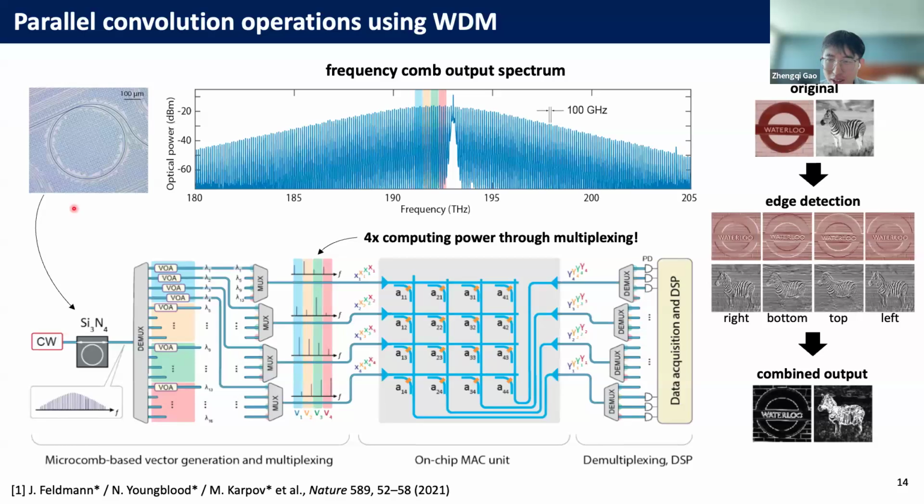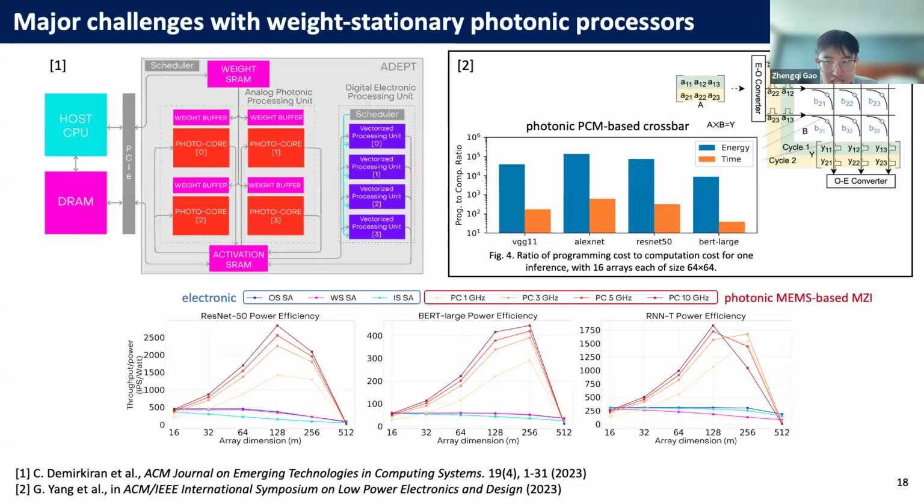Okay. Next question is from Jiaqi. MEMS-based MZI PCMX bar are with stationary tensor cores. How the attention in BERT is mapped. The dynamic attention might require frequent reprogramming of the crossbar, which can hardly amortize the weight programming cost.